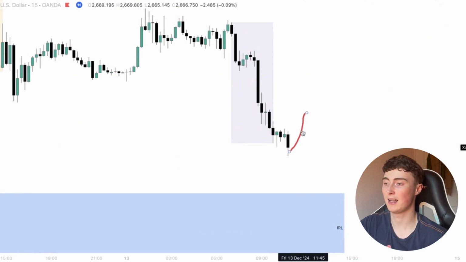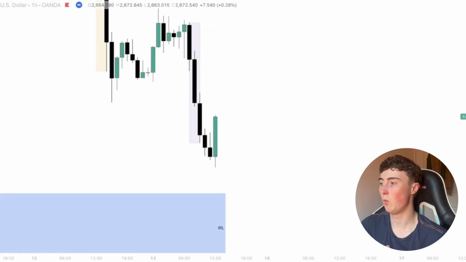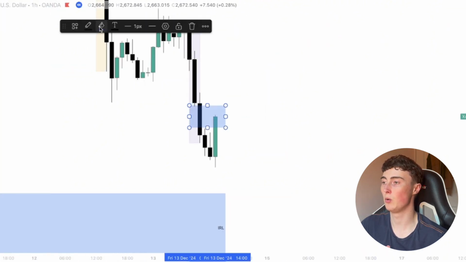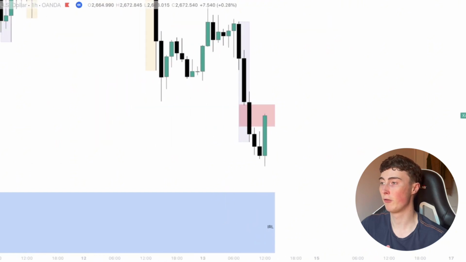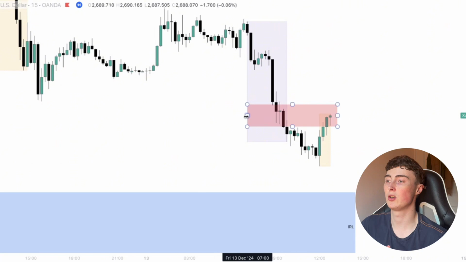So if I play this out a little bit, you'll see that New York kill zone begins, which is this yellow box, and we get a retracement into this 1 hour FVG here. So we get a retracement into a bearish PD array. From here, we would expect price to continue to run to the internal range liquidity target.